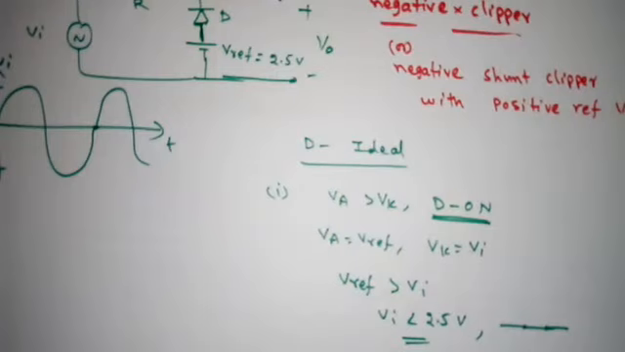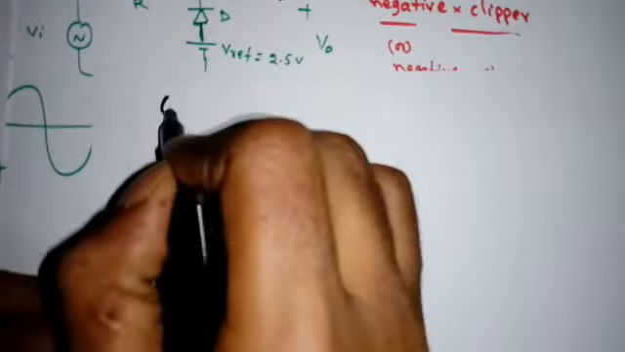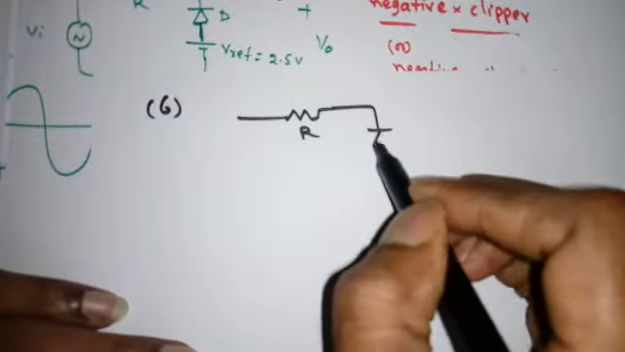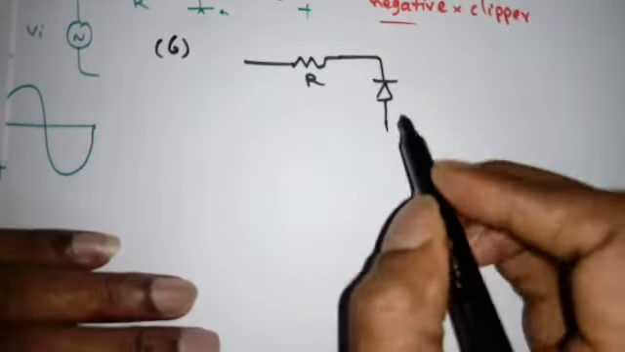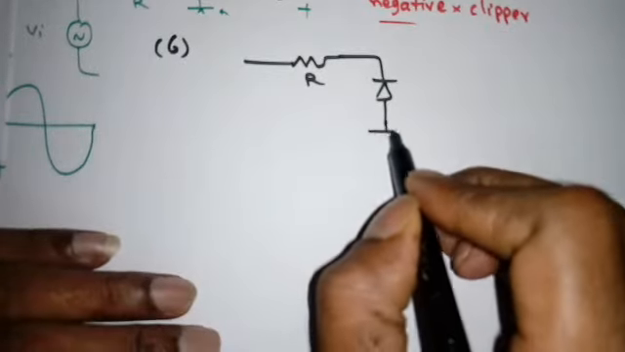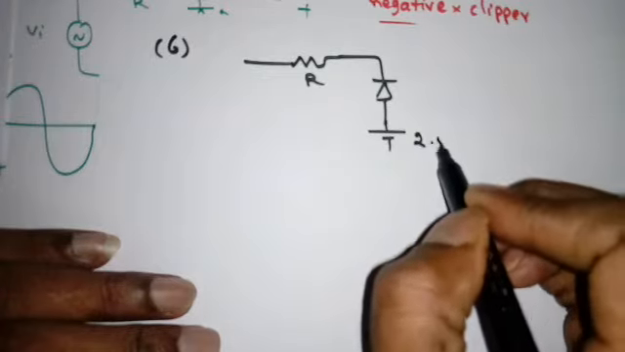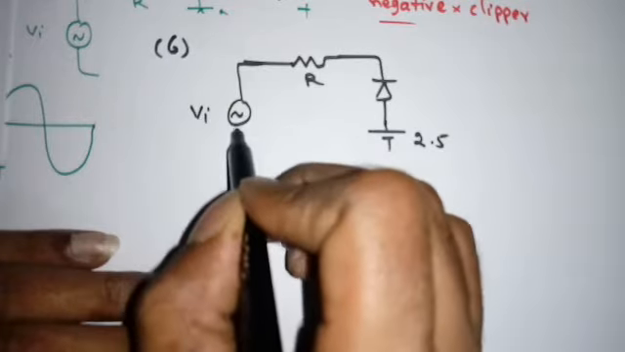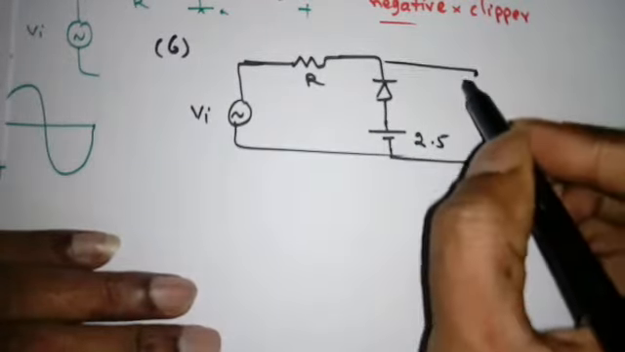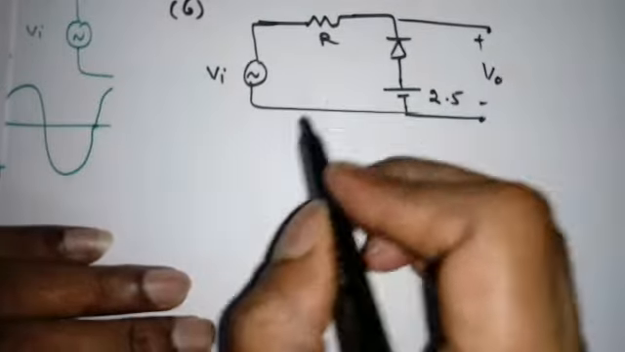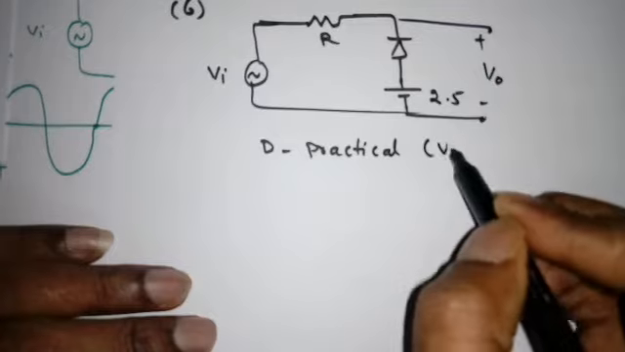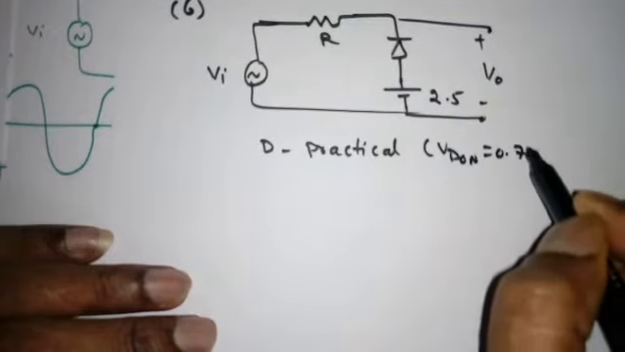Now we will go for the practical scenario. So that is the sixth circuit. The same circuit I have to take. R, diode D is like this, and here, same, I will take the V reference as 2.5 volt positive, Vi, V0.